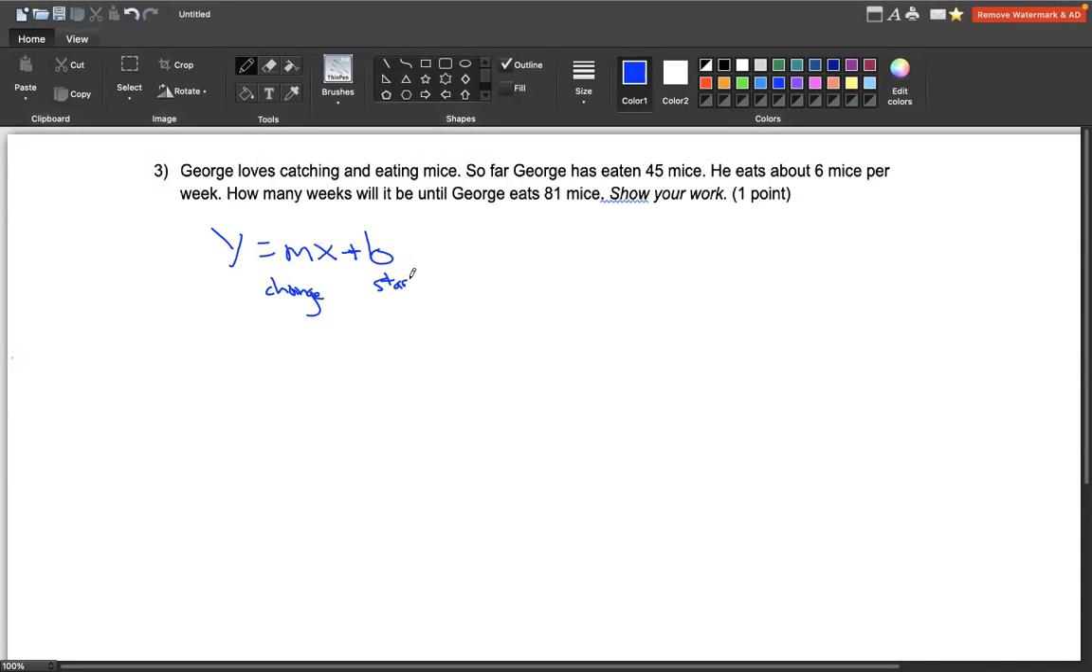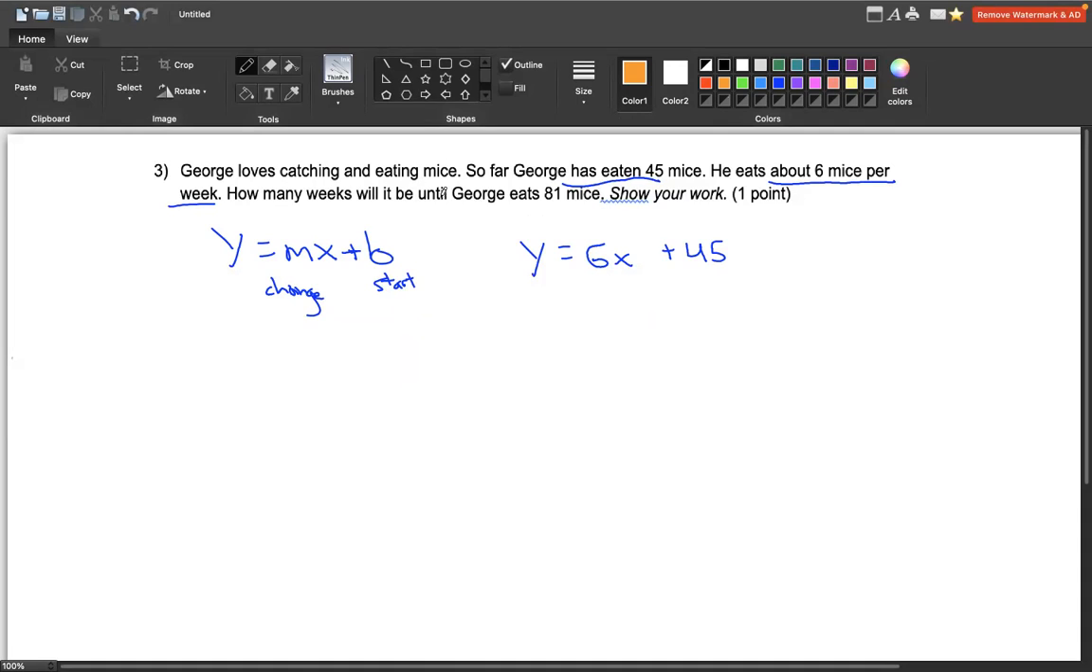Okay, so we have a few numbers here. He has eaten 45 mice. He eats about 6 mice per week. Okay, starting there, we can write our equation. Well, has eaten 45 is where we're starting. So we know y is going to equal something x plus 45. So he eats 6 mice per week. That's what's changing. So it's 6 for our m. So y equals 6x plus 45. Okay, that's the first part.